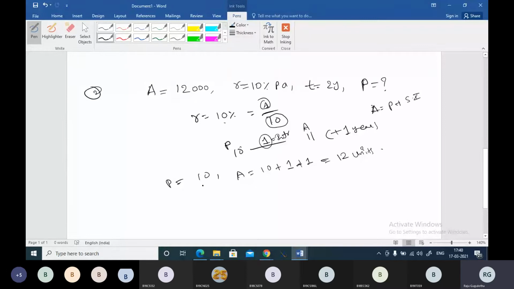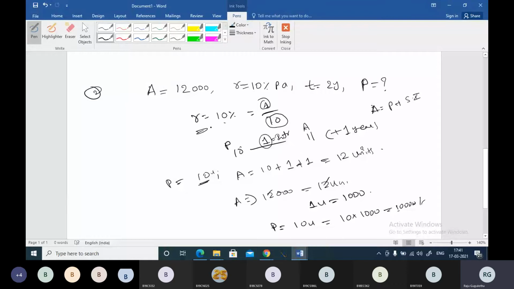Principal is 10 units. We have to find these 10 units now. Given that the amount is 12,000, which is nothing but 12 units, clearly 1 unit value is 1000, boss. And the principal is equal to 10 units. So 10 into 1000 will be 10,000 rupees, which is the principal. So this is one of the ways to find the answer.